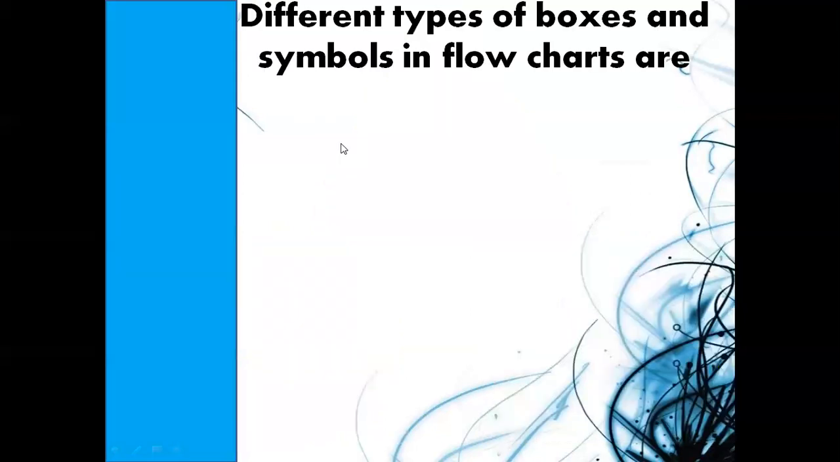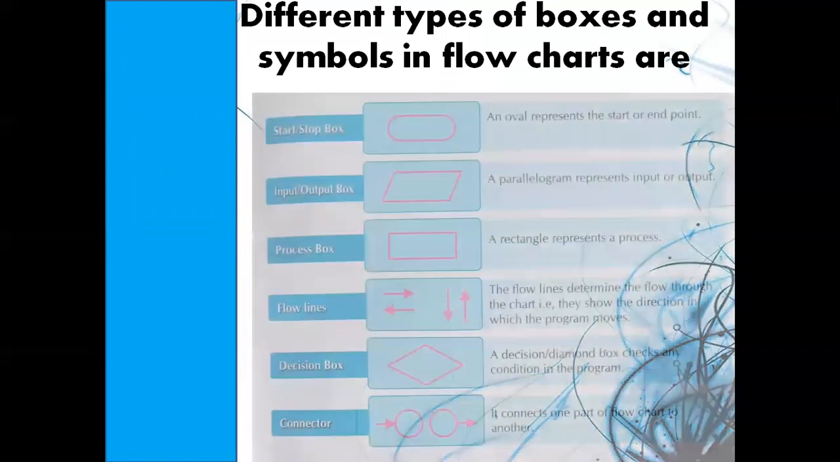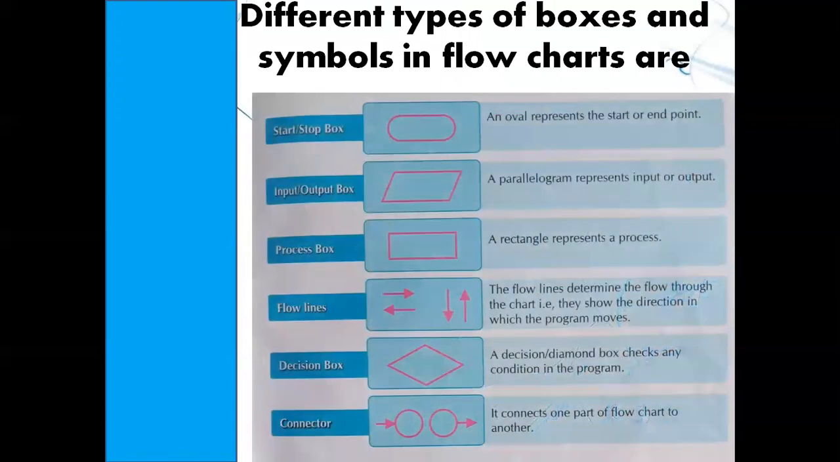So the different types of boxes which are used as symbols in flowcharts are: this picture and this table, which is given already in your textbooks. Please refer to it. This is very important. So let's start from the first symbol. The first symbol name is start and stop box. This symbol is compulsorily used in each and every flowchart to indicate the start of the flowchart and end of the program. So in the beginning as well as in the end, it would be used.